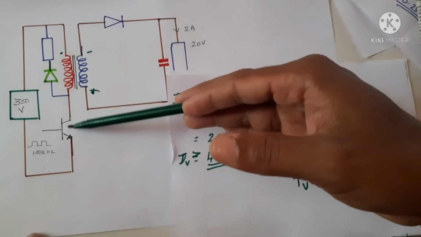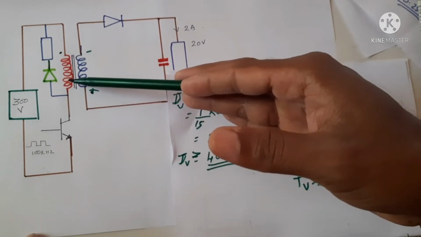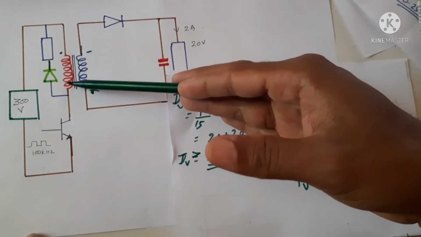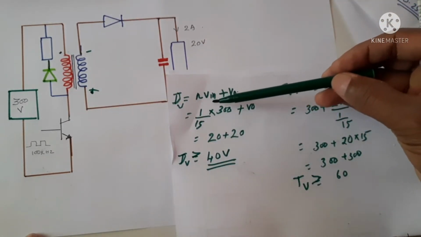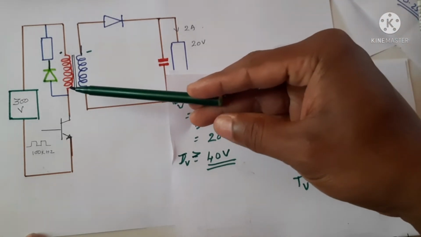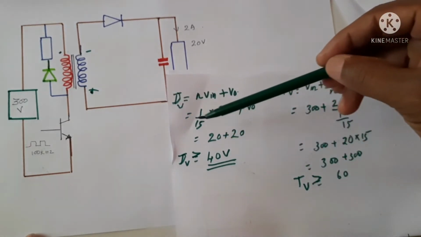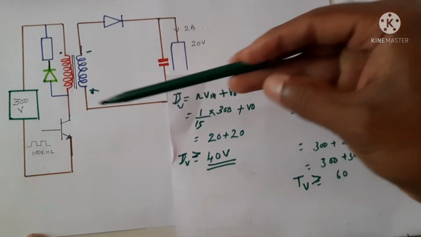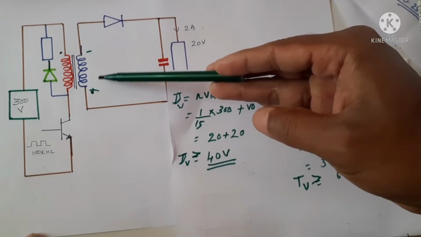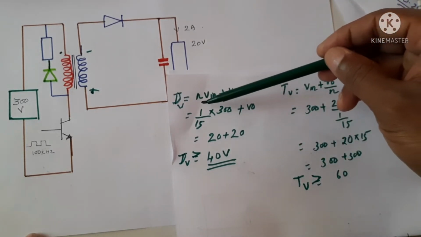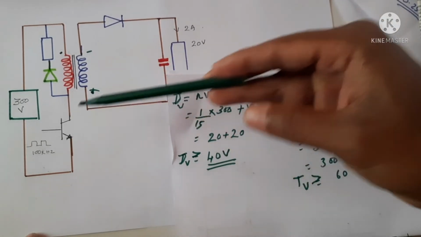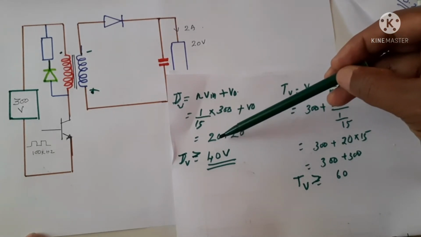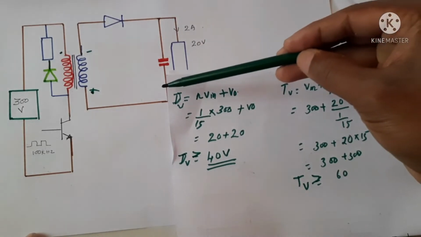When the switch is on, the current is flowing through the circuit and 300 volts is the voltage across this inductor. The voltage across the secondary will be n times that of 300 volts, where n is the turns ratio. We have already said in the earlier video that the number of turns is 15, so 1/15th of the coil is in the secondary. So the voltage will be n times Vin, meaning 1/15th of 300 volts will be across it when it is conducting. So that is 20 volts across this, and this is also 20 volts.